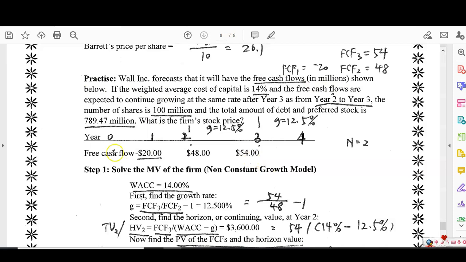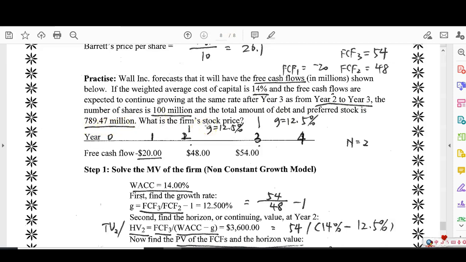As shown on this timeline, we have year 0, 1, 2, 3, 4, and the free cash flows for 1, 2, 3 are here. Free cash flow 1 is negative 20 million, free cash flow 2 is 48, free cash flow 3 is 54. If the weighted average cost of capital is 14%, and the free cash flows are expected to continue growing at the same rate after year 3 as from year 2 to year 3, the number of shares is 100 million and the total amount of debt and preferred stock is 789.47 million. What is this firm's stock price?